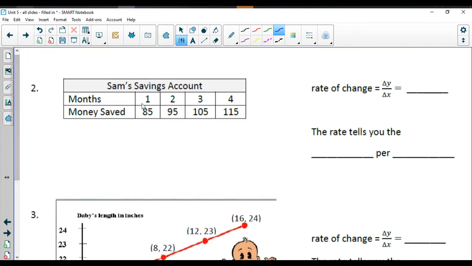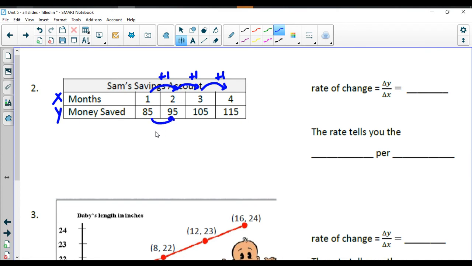For number 2, we have Sam's savings account. In months, we have those listed across the top here and our money saved. Since this isn't labeled, we're going to label the top X and the bottom Y. We're going to look at the X's. From 1 to 2, this went up by 1. From 2 to 3, this went up by 1. And from 3 to 4, this also went up by 1.